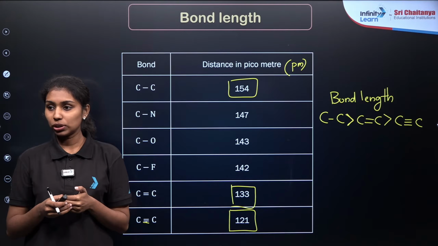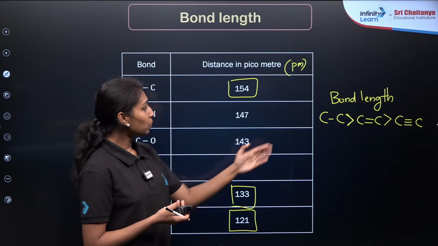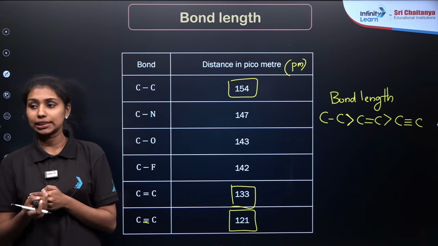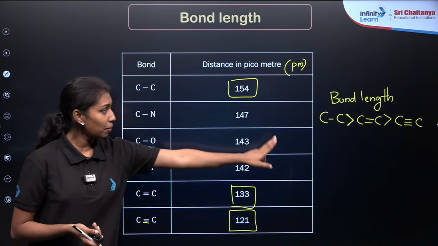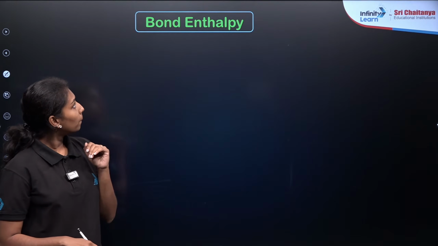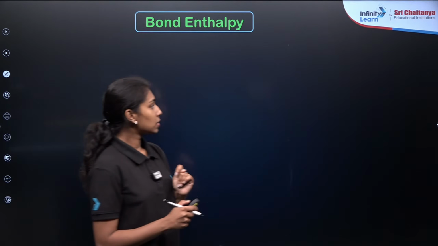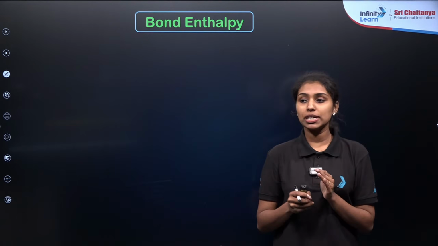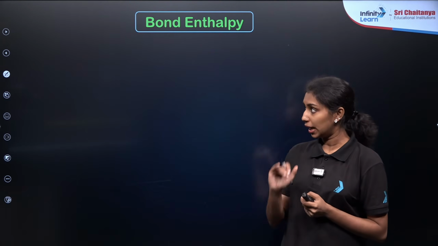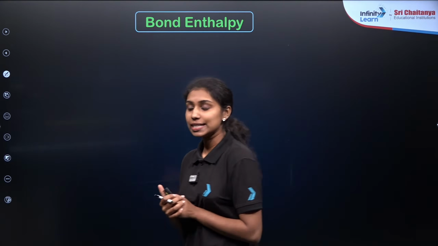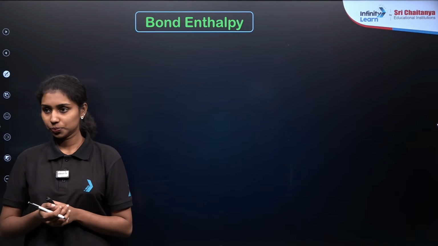While we are discussing about the bond order, you must have an idea about how bond length is connected with the bond order by using the same example. So that's all about the first bond parameter, that is about the bond length. Now we are going to discuss about the next parameter, bond enthalpy.